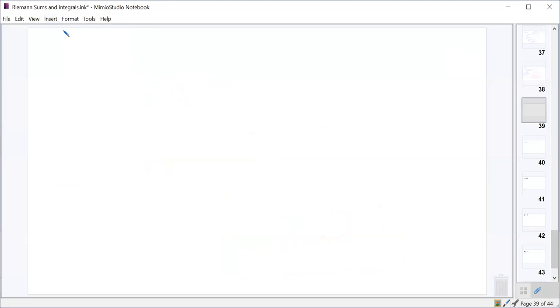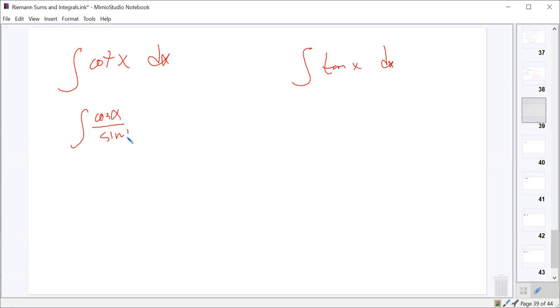it. Okay. All right, we might want to remember if we want to integrate cotangent, just cotangent x dx, or if we just want to integrate tangent x dx, we can come up with some formulas to do those. So let's do that real quick. So this one is the integral of cosine x over sine x dx, and this one is the integral of sine x over cosine x dx.